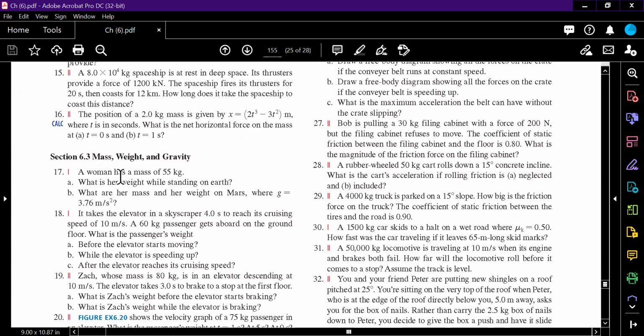So number 17, a woman has a mass of 55 kilograms. A, what is her weight while standing on Earth? B, what are her mass and her weight on Mars, where the acceleration due to gravity is 3.6 meters per second squared. Okay, so really quickly, the object's mass is an intrinsic property of the object, right?